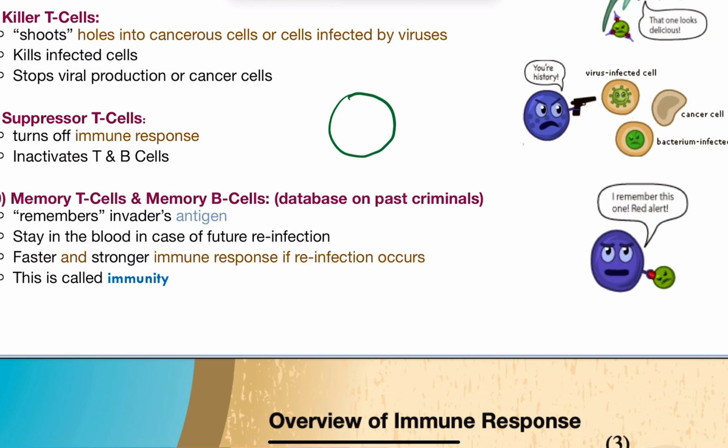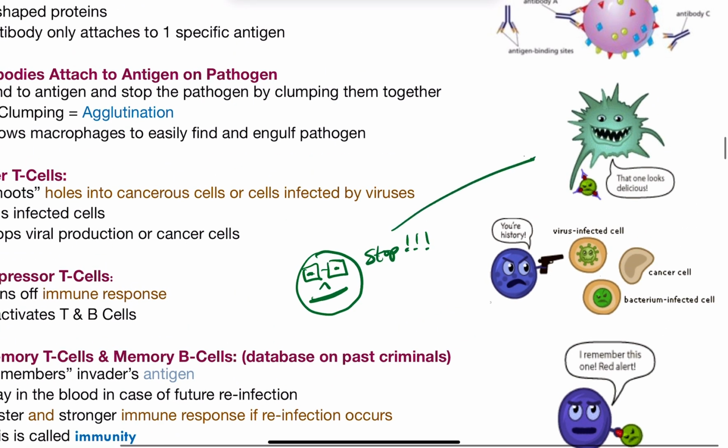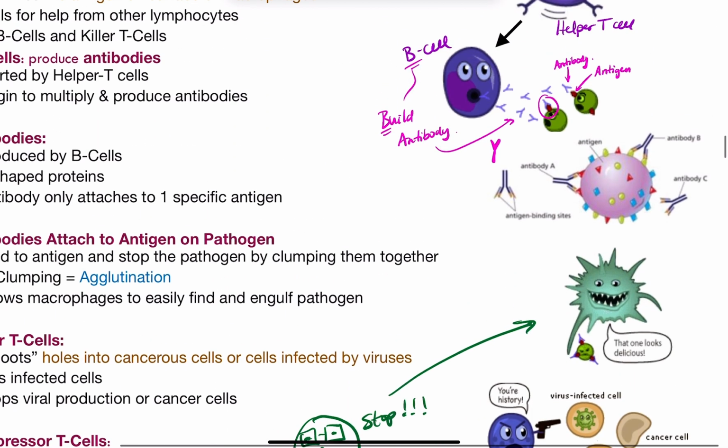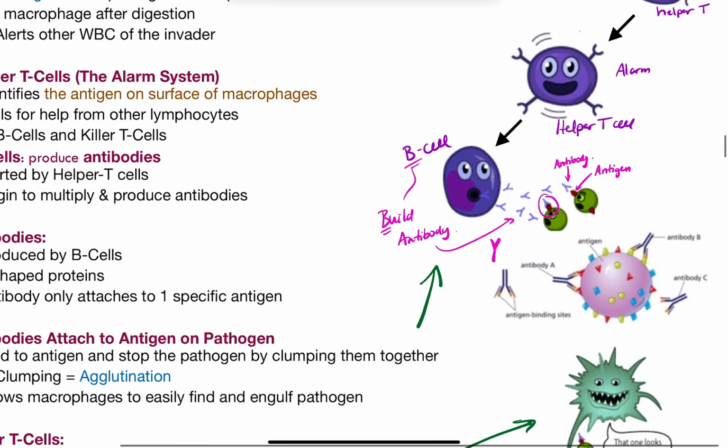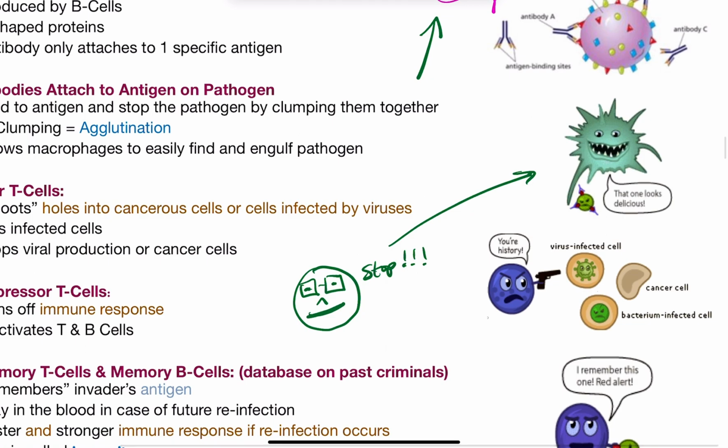We'll give him glasses. He's like, stop. He's like a referee. He says stop to this guy. He would say stop to the B cell. He would say stop to the helper T cell. He'd say stop to everybody.